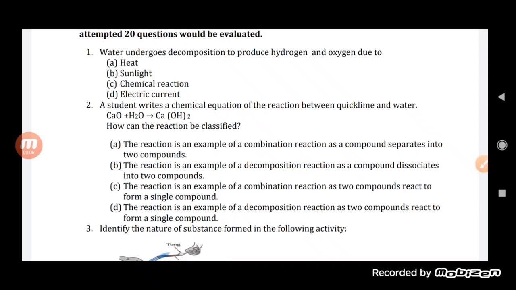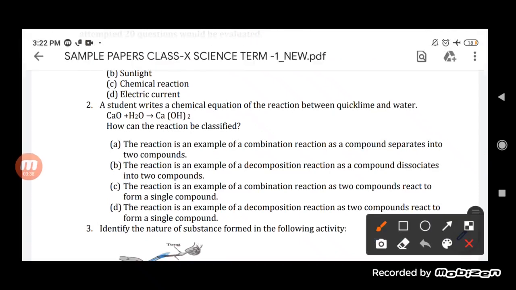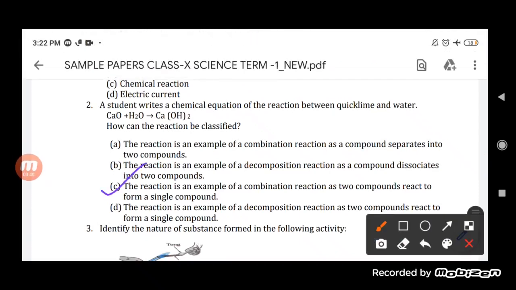Basically, in a decomposition reaction, two compounds are formed when one compound gets dissociated. But here, as you can see, the two compounds have combined together to form one compound. So this is actually a combination reaction. So we can say the correct option will be C, that is, the reaction is an example of a combination reaction as two compounds react to form a single compound.